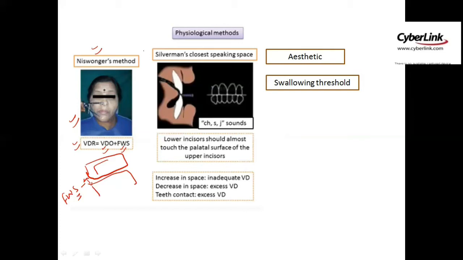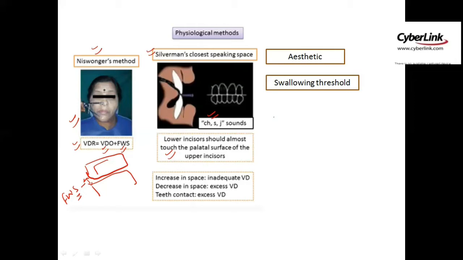Then come to your second method, which is Silverman's closest speaking space. In this case, when sounds like sh, s, j are pronounced, right, the lower incisor should almost touch the palatal surface of the upper incisor. Okay, this minimum amount of space between the upper and lower teeth in this position is called Silverman's closest speaking space, right? This is the second method.